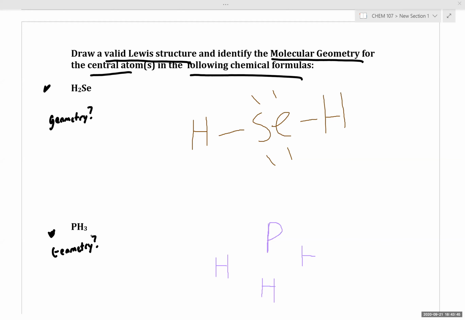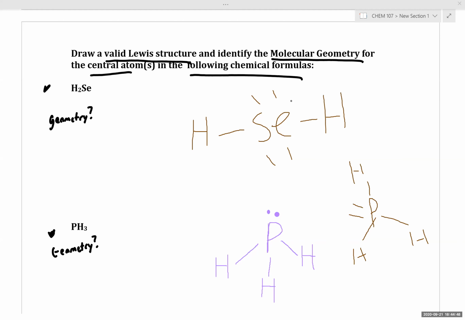Don't be shy to share your questions and potential responses in the chat. And remember, you can always unmute to ask a question or propose your response. So we have multiple proposed responses for the structure of phosphine. Now that we have all these wonderful Lewis structures drawn, let's focus on assigning the molecular geometry.